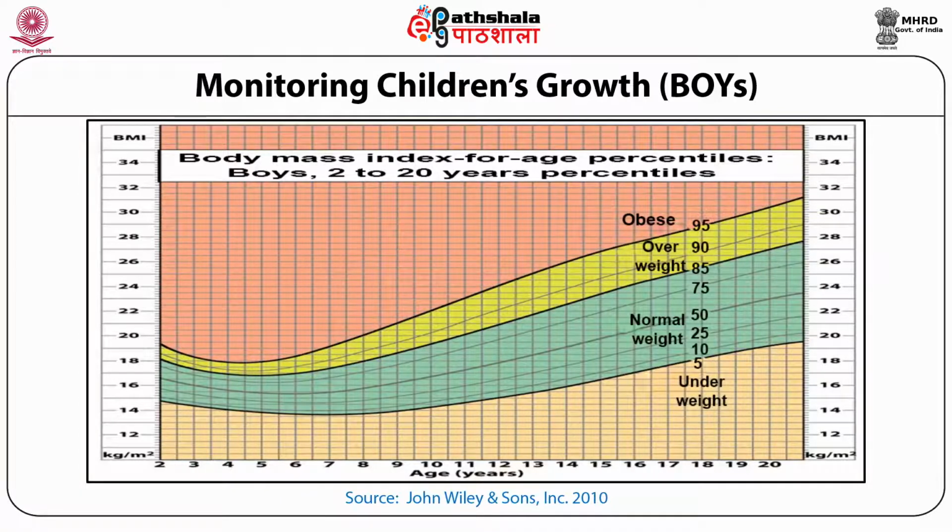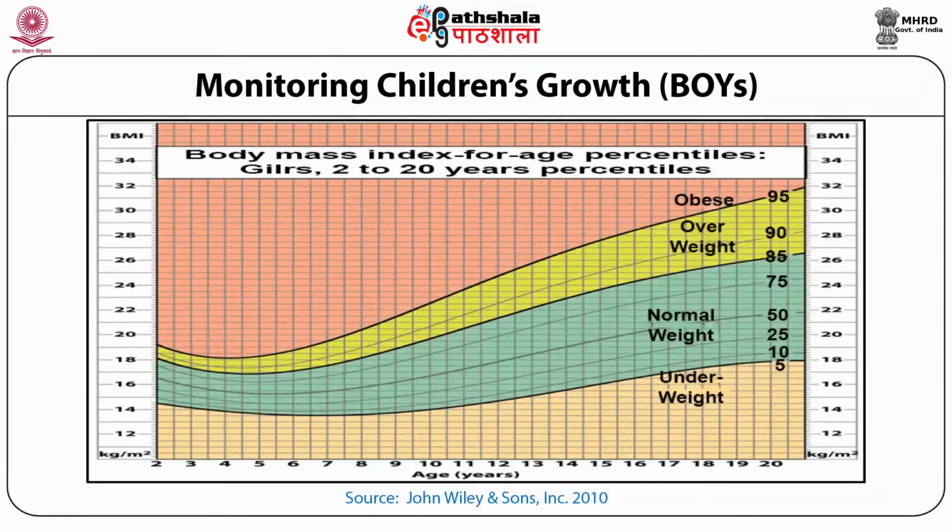Among the boys, we can monitor the children's growth by studying the body mass index for the age percentile. This graph shows the boys of 2 to 20 years percentiles where a required growth has been shown, which should be achieved by a child during the different phases of the growth of the boy. This graph shows the desired body mass index with the age percentile for the girl from 2 to 20 years of age. This way we can study that the desired or required body mass index changes among the girls at the different stages of their life.